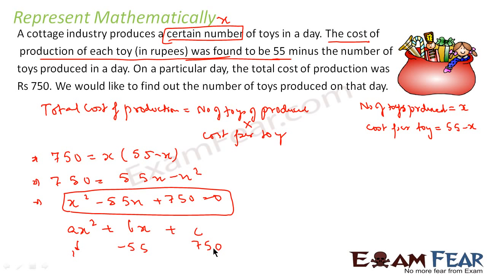How to solve this we'll learn later, but just try to understand this is a real life scenario wherein it says that the industry produces a certain number of toys in a day and the cost of production of each toy was 55 minus the number of toys produced. So what we have done, we have assumed that the number of toys produced was x on that particular day. So the cost per toy will be 55 minus x. So total cost is number of toys produced into cost per toy, that is x into 55 minus x, and that value is 750, already given in the question.